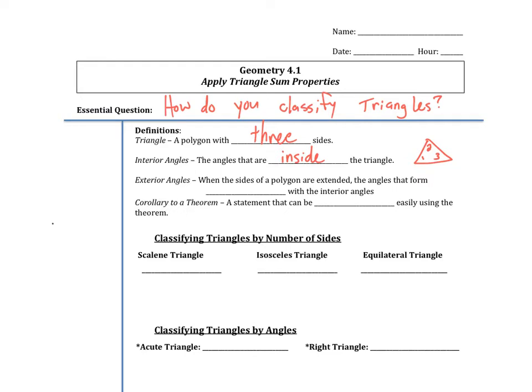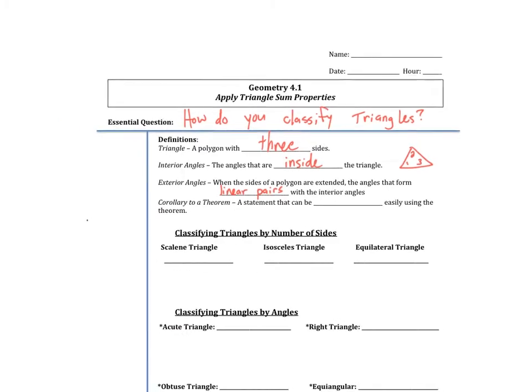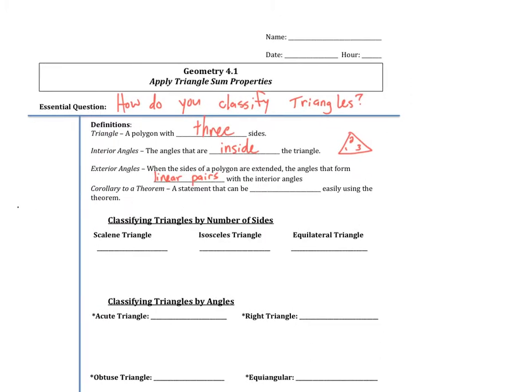The exterior angles are when the sides of a polygon are extended, the angles that form the linear pairs with the interior angles. So for example, if we're going to draw an exterior angle, for a triangle it would be like when you extend the side, that angle where the star is would be an exterior angle.